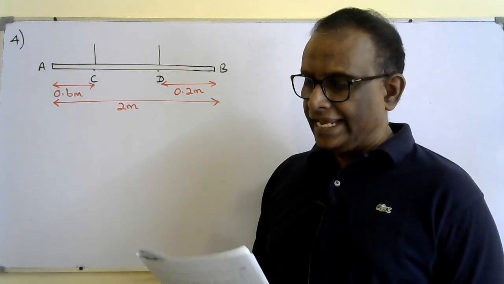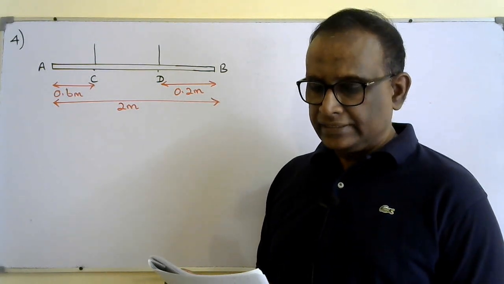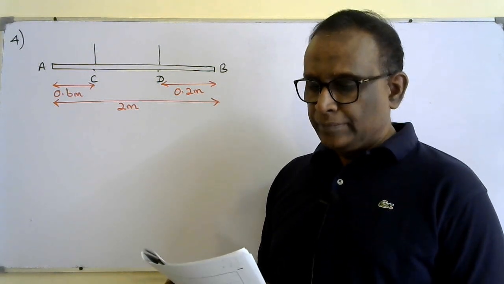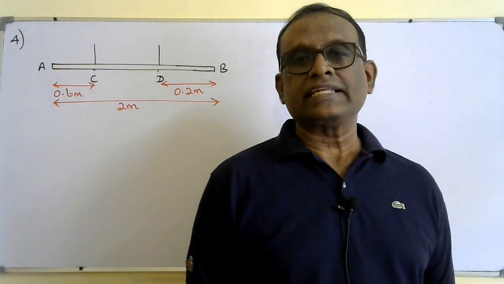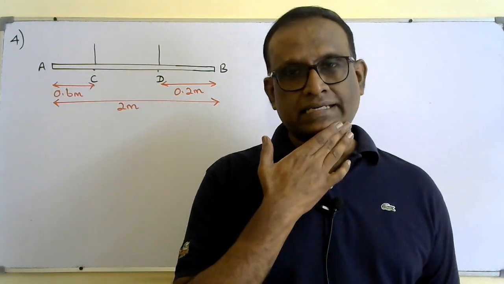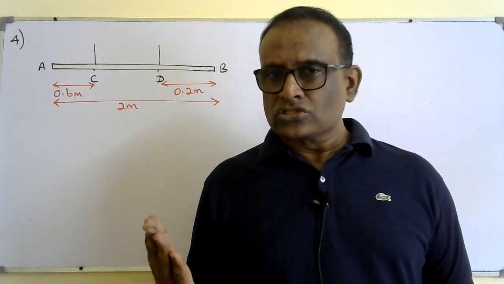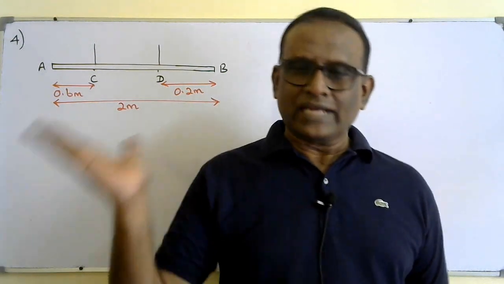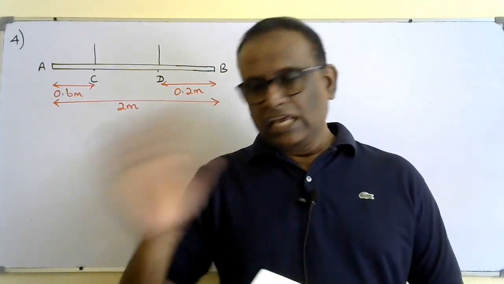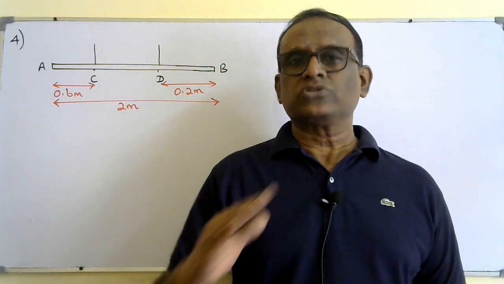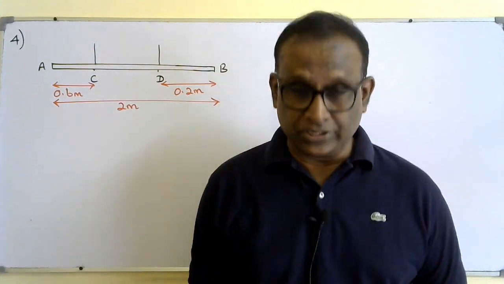On the beam, AC is 0.6 meter and DB is 0.2 meter. The beam is in equilibrium, so the resultant force is equal to 0. When an object is at equilibrium, two conditions must be satisfied. First, when you resolve all the forces in any direction, whether vertically, horizontally, or at an angle theta, the resultant force must be 0.